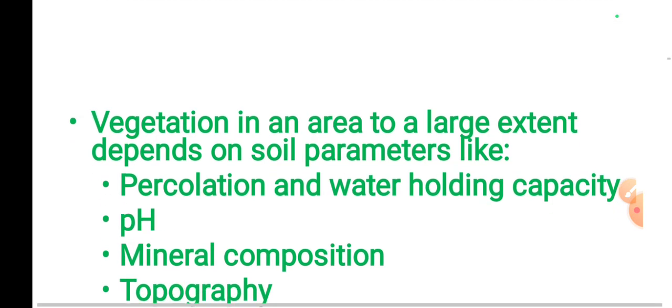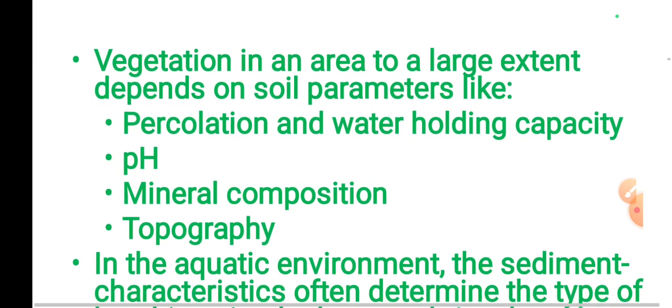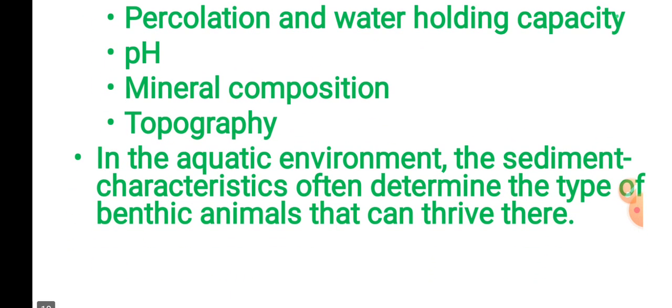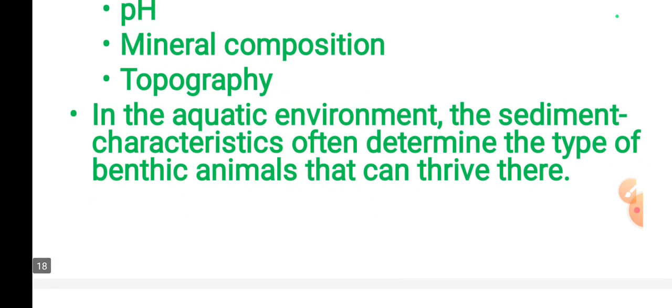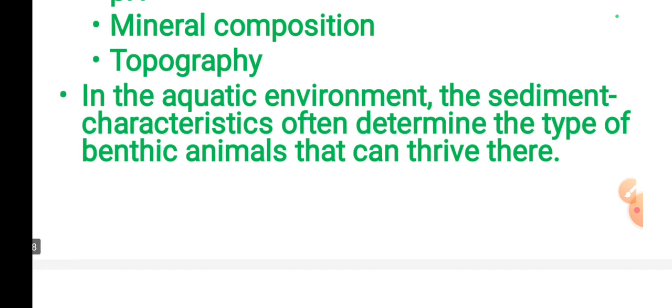Then vegetation in an area to a large extent depends on the soil parameters like percolation, water holding capacity, pH, mineral composition, then topography. In the aquatic environment, the sediment characteristics often determine the type of benthic animals that can thrive there.